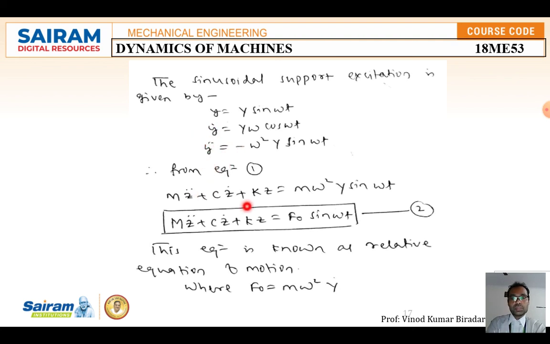If you substitute in that equation, you get m omega square y sin omega t. This m omega square y is nothing but F naught. So F naught sin omega t gives equation number 2. This equation is called the relative motion equation. Remember: F naught sin omega t is equal to m z double dot plus c z dot plus k z, the relative motion, where F naught is equal to m omega square y.